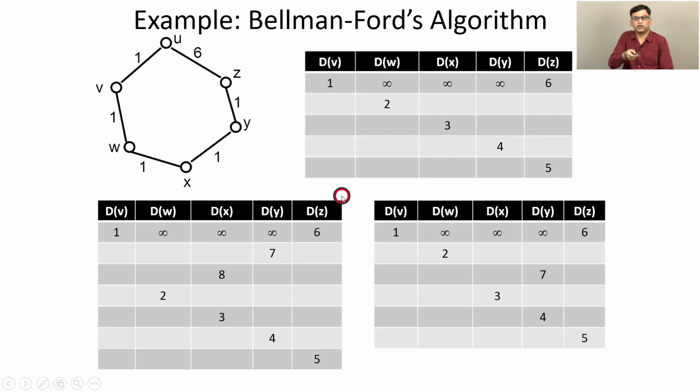And this is yet another execution. Here V happens to be the first node that sends a message to its neighbor W. Then Z happens to be the next node which sends a message to its neighbor Y. So regardless of the order in which different nodes exchange messages among themselves, the algorithm always converges to the same shortest path cost. This is an example which illustrates the execution of Bellman-Ford's algorithm.